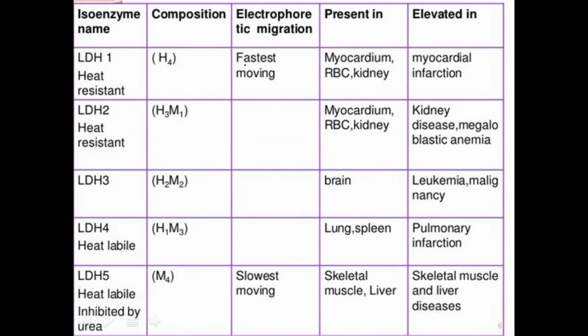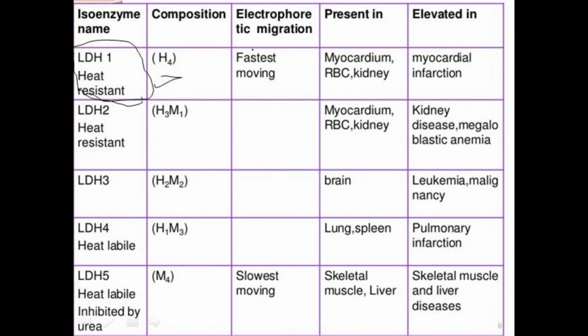Okay, and this is LDH1, the main heat resistant one. Here, this is lactate dehydrogenase 1, the heat resistant one. It occurs as the tetramer, and it is mainly present in heart. Hence it is called H4. H4 means it occurs in heart in tetrameric form.